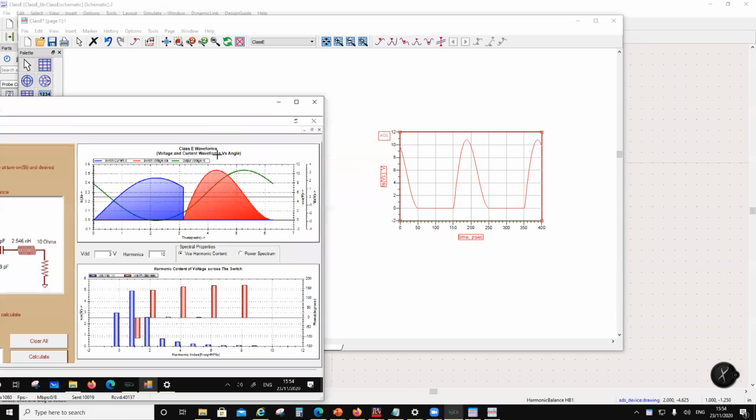So this is your class E, right? And this voltage goes up to 10 volts. So you can validate here, plus you can validate here. So this red waveform is your voltage across the switch. And this is your harmonic balance output, right?